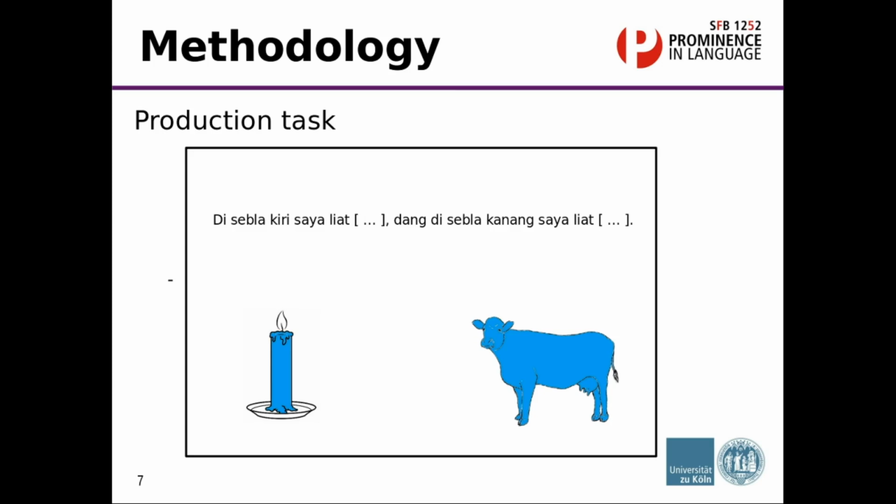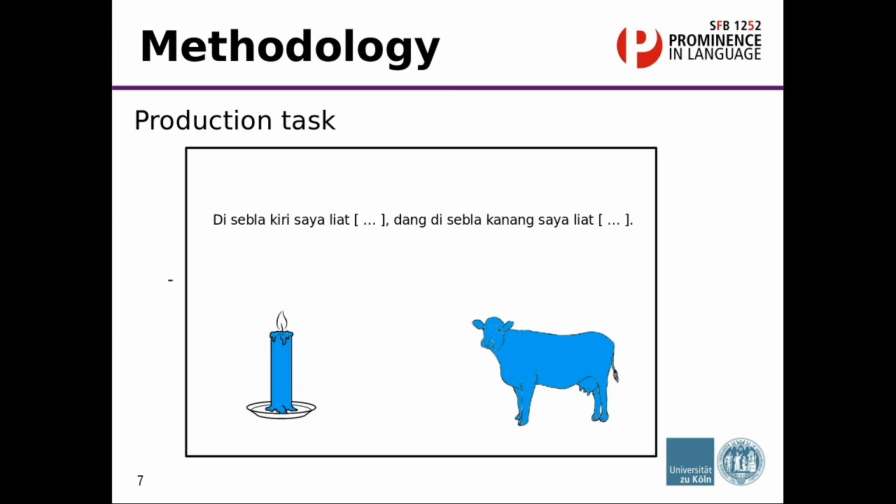The members of the pair appeared on either the left side or the right side of the screen, and participants were instructed to use a specific matrix phrase to describe the pictures. For example, here we see the matrix phrase in Papuan Malay at the top and the two pictures at either side at the bottom of the screen. In this specific example, the idea would be that the participant says, on the left side I see a blue candle, and on the right side I see a blue cow.